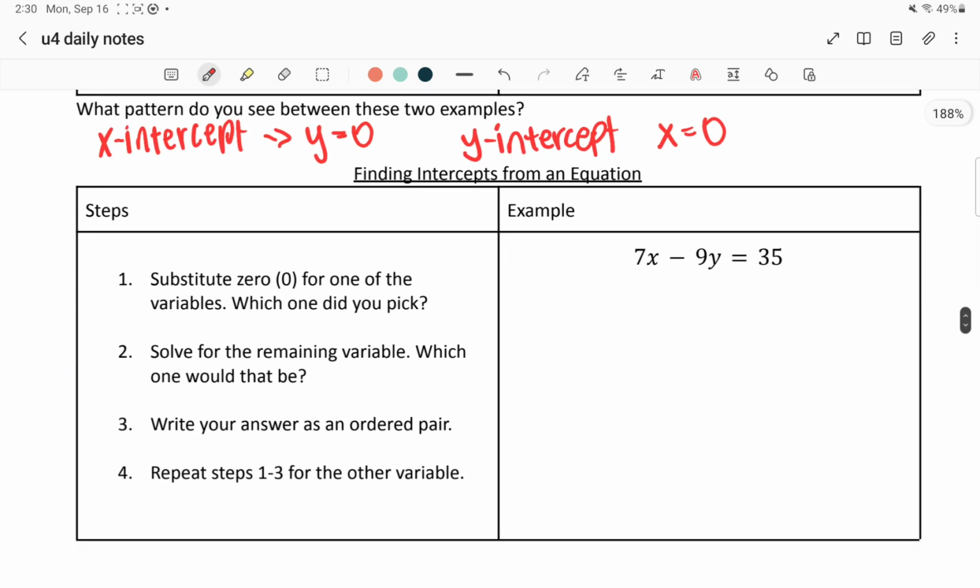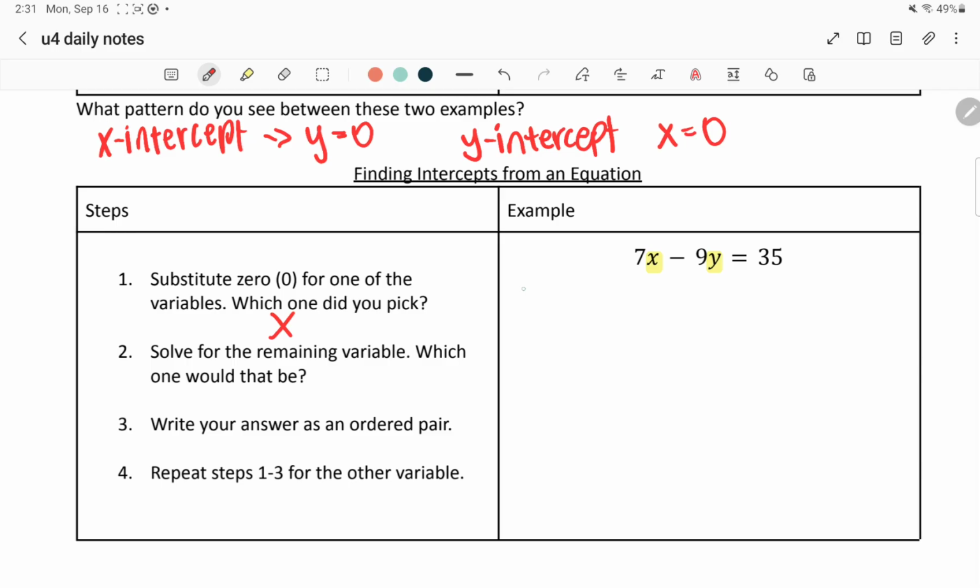Okay. Finding intercepts from an equation takes a little bit more calculator work, but same vibe. We need to stick to our steps as best we can. Step 1: all your homework, by the way, all of your equations are going to look something like this, x value, y value equals something. Step 1 is we're going to substitute 0 for one of the variables. So your variables are the x and the y. And we're going to plug in 0 for one of them. Let's pick x first.